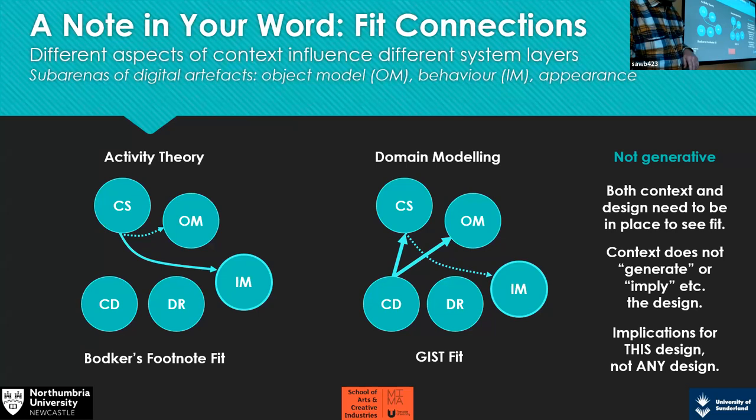What's key about this is, unlike linear user-centered design, that until you've got the context and the design in place, you cannot see these connections. So the idea of context generating design or implying design, as Paul Dourish wrote against in CHI 2006, you can only have implications for this design. You can't have implications for any design. If you've not thought of what the design is, there are no implications. It's not as if you look at the context and say, oh, I can see what I should be doing now. Oh, there's the app. It just doesn't happen.